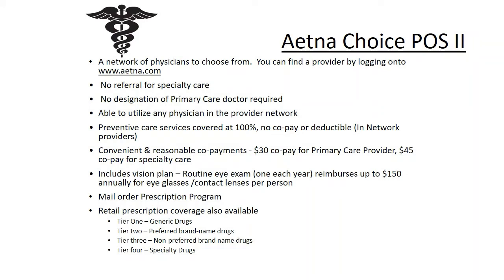Aetna's Choice POS2 plan does not require referrals for specialty care, does not assign members a primary care physician, and covers preventative services at 100%, including no copays when using an in-network doctor. Aetna's copayments range from $30 for primary care provider and $45 for a specialty care provider. This plan also includes a vision plan, which covers 1 eye exam per year, and up to $150 can be reimbursed for contacts and lenses. Aetna also offers prescription drug coverage and a mail delivery for prescriptions.